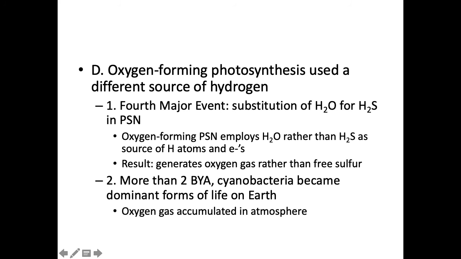The fourth major event is the substitution of water for hydrogen sulfide in photosynthesis. And this is for areas where oxygen just might not be present. So it generates oxygen gas rather than the free sulfur. So we're making the jump for water and production of oxygen, because in early Earth history, we probably had more H2S. Okay, so for more than 2 billion years, cyanobacteria became dominant forms of life on Earth. They're the reason why oxygen gas has accumulated in the atmosphere.